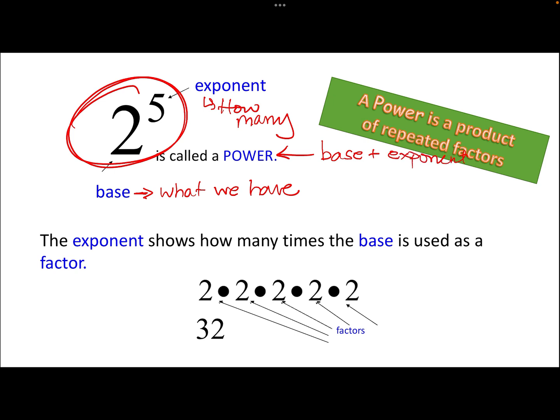Okay, 5 is not the power. 5 is the exponent. 2 is the base. 2 to the 5th is a power. The exponent shows how many times. The base is what the factor is. In your homework, it's going to say, show the number as, write your answer as repeated factors. This is what you're going to write when it says repeated factors.